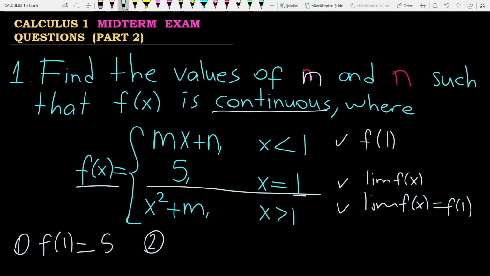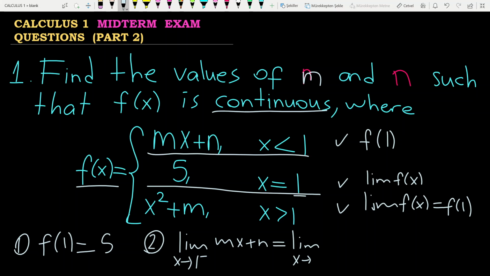The second condition, the limit problem. When you approach from left to the point 1, the function is mx plus n. So when x is smaller than 1, it means you approach from left. This is equal to the limit as x tends to 1 from right. When you approach the point 1 from right, then the function becomes x squared plus m. Okay, we have this equality.